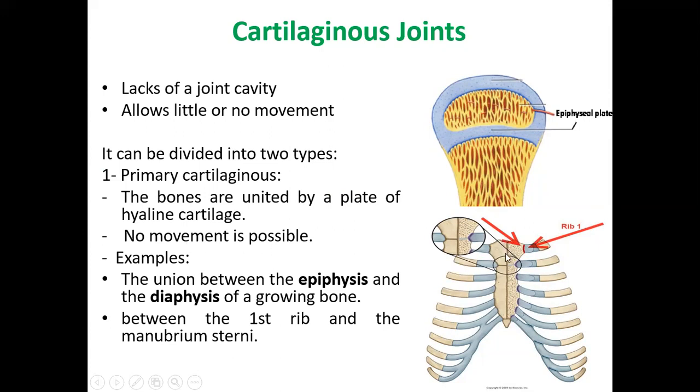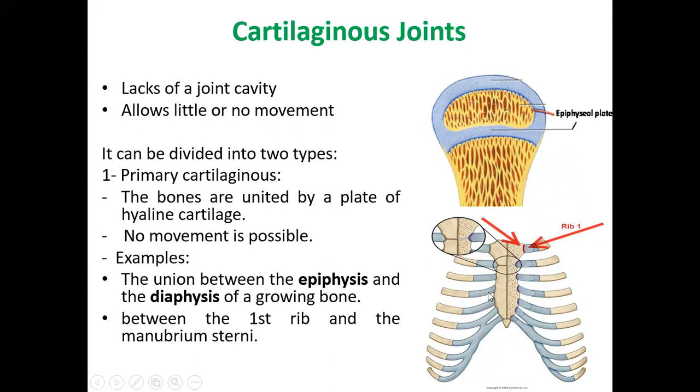If you see here, this is the manubrium of the sternum. This is the sternum, with the manubrium, the body of the sternum, and the xiphoid process. Between the sternum and the ribs, there is a cartilage. This blue structure here is the hyaline cartilage.